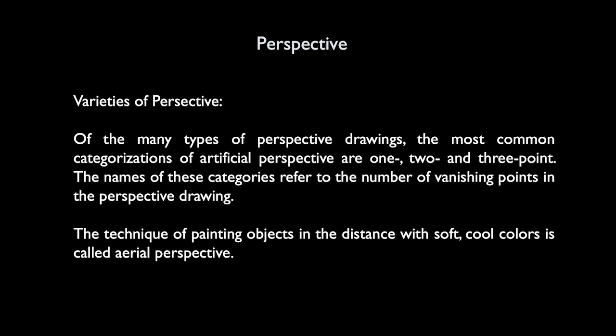So there's some different varieties of perspective. Of the many types of perspective drawings, the most common categories of artificial perspective are 1, 2, and 3 point. And the names of these categories refer to the number of vanishing points in the perspective drawing. The technique of making objects in the distance with soft, cool colors is called aerial perspective.